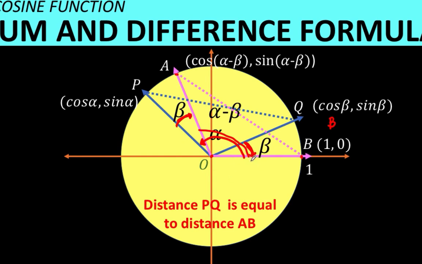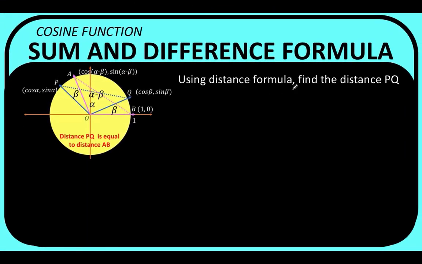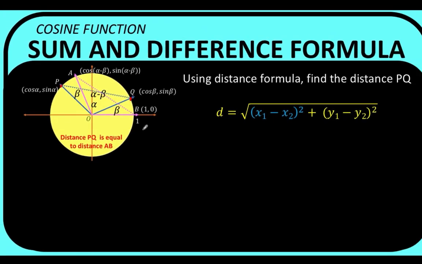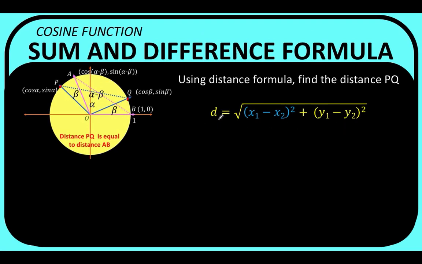With this as our geometric construction, we are now ready to derive the difference identity for the cosine function. Let's do that. Using the distance formula, let's find first the distance PQ. So we want the distance from point P, which is this point, up to point Q, which is this point. In order to do that, let's recall the distance formula. The distance D is equal to the square root of the square of the difference between x sub 1 and x sub 2 plus the square of the difference between y sub 1 and y sub 2.